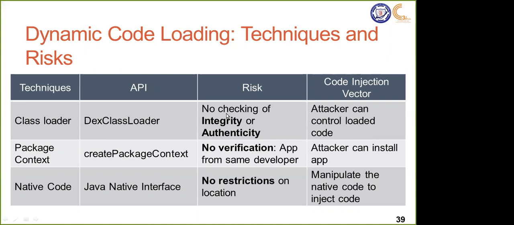The risk is related to no checking of integrity or authenticity. Any application can download code at runtime, and you are not aware of it. Because of that, the attacker can control the loaded data, which can be of any type, whatever they want. Similarly for package context. These are some risks associated with these techniques, and what an attacker can do with them.